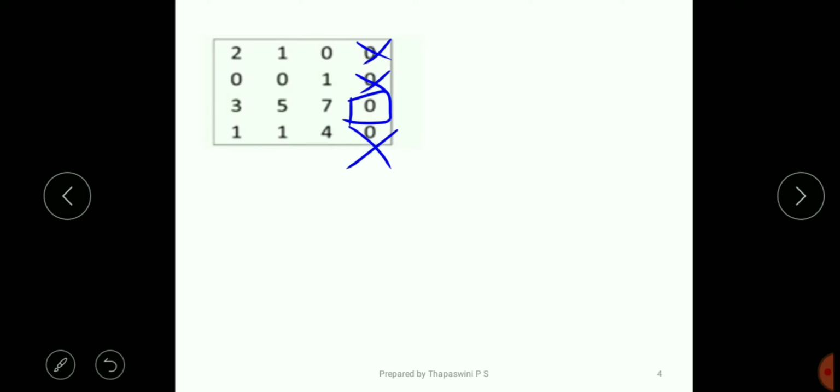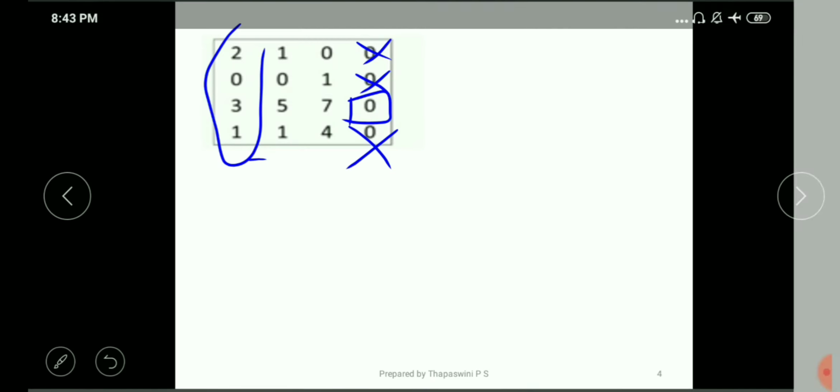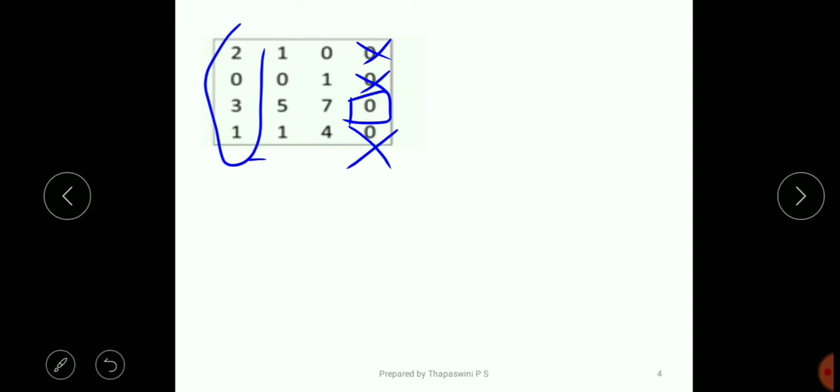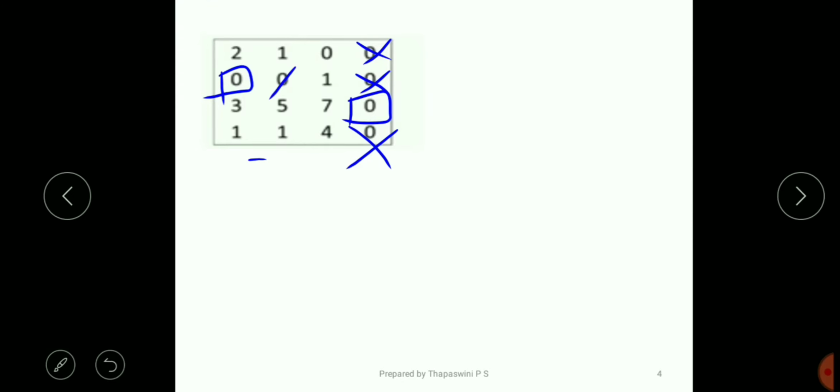Now if you consider the fourth row, there is no zero present, so we do not make any assignment. Now go ahead with the column assignment. If you consider the first column, there is a zero present here, so make an assignment using a box and put a crossover on all other zeros found in that row.